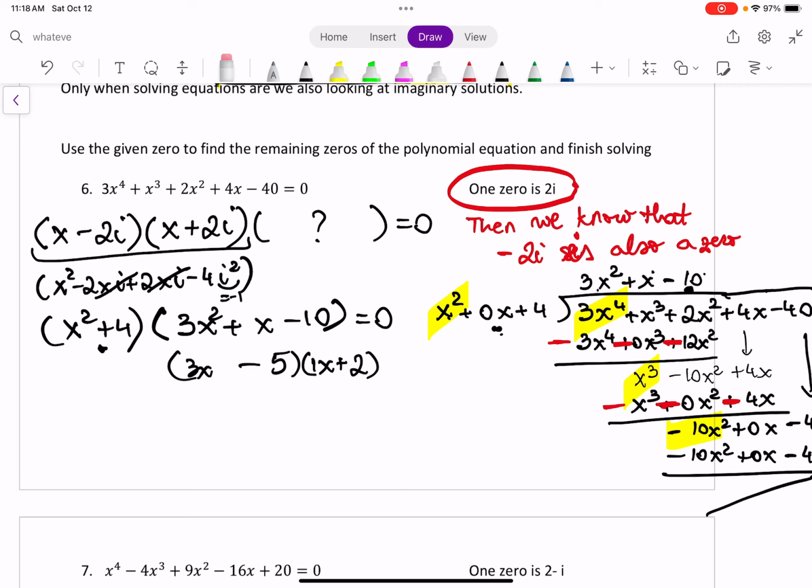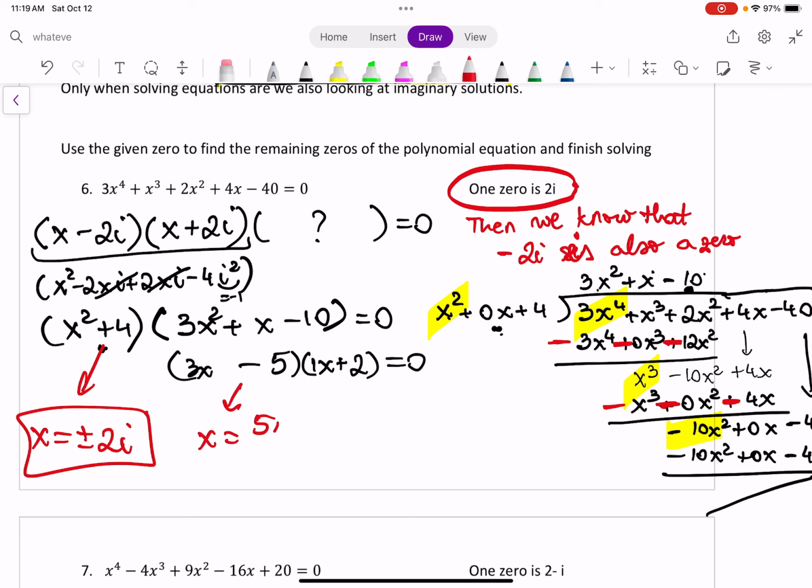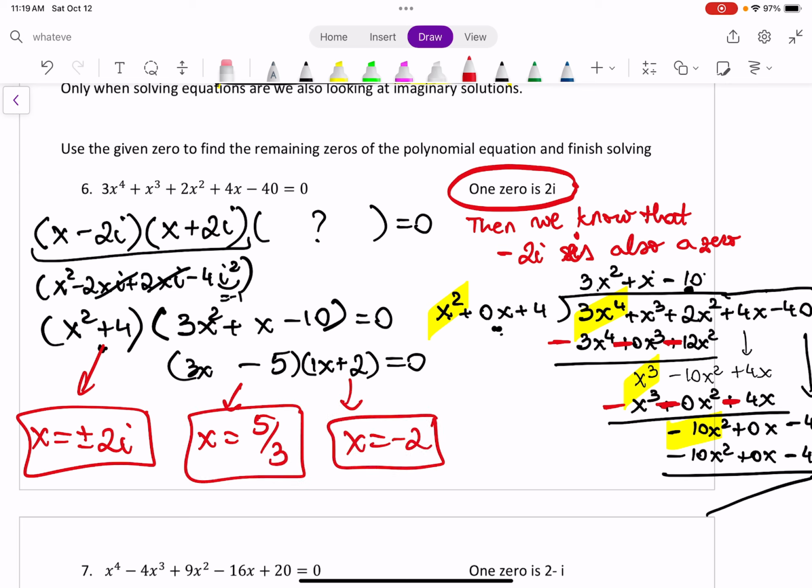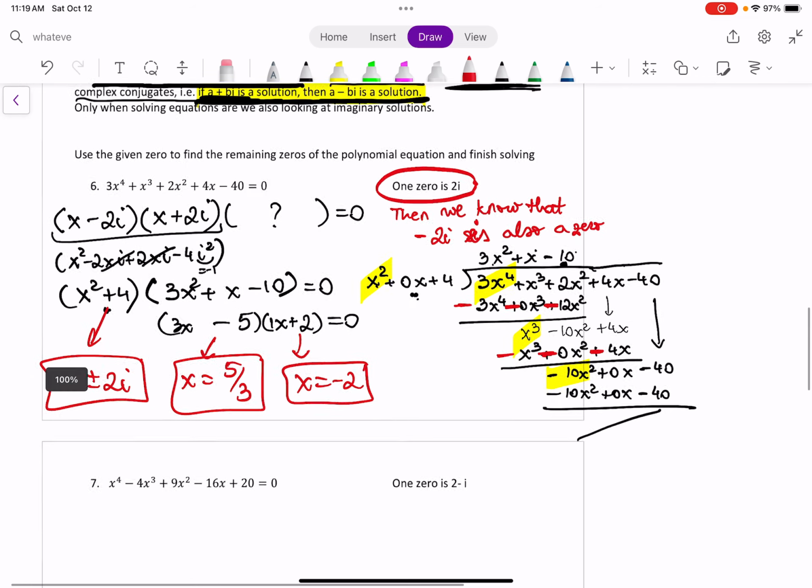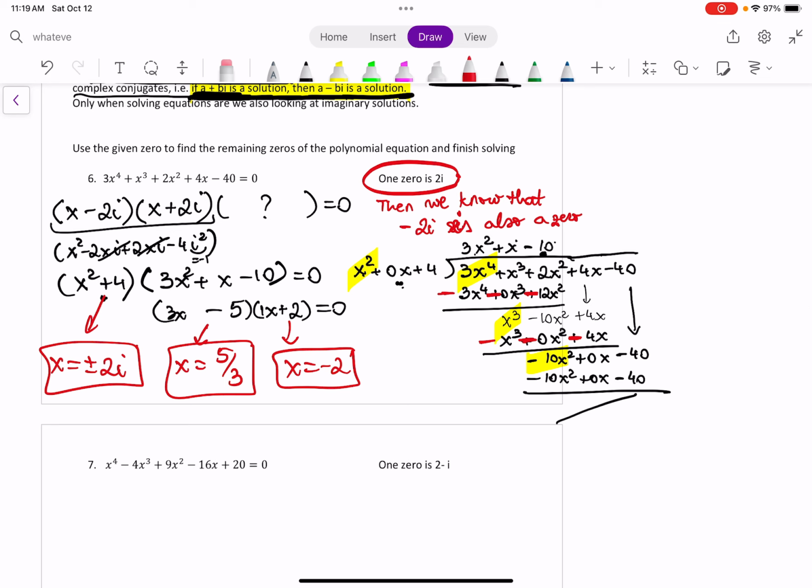All right. So two possible answers are the plus minus 2i that we were in fact given. Then the leftover solutions are both real, 5/3 and negative 2. And again, 5/3, because when you set the 3x minus 5 equal to 0, you add the 5, divide by 3. Okay.